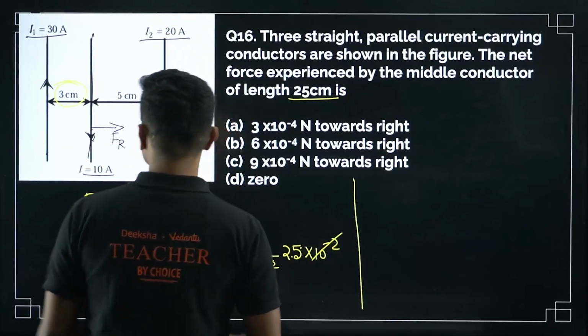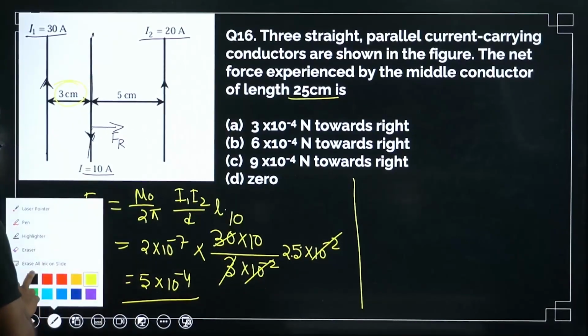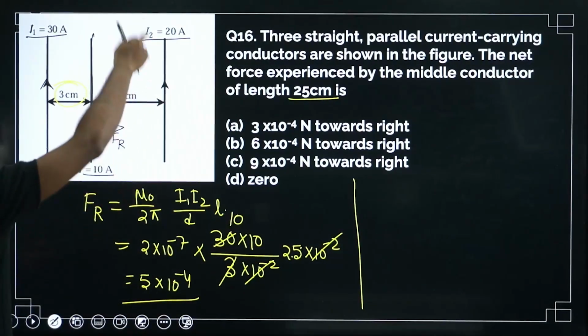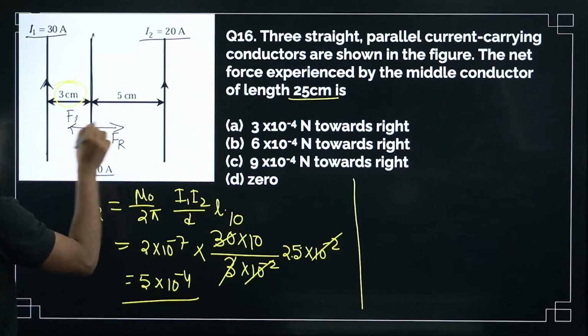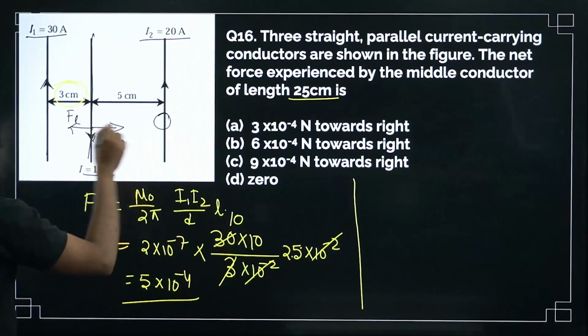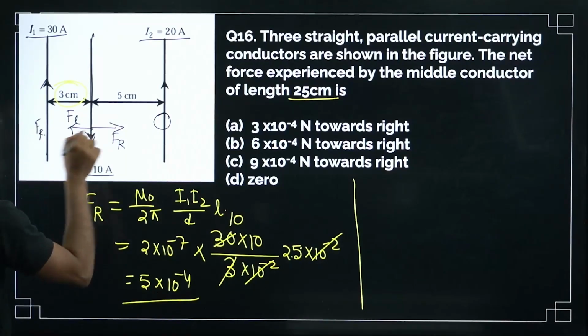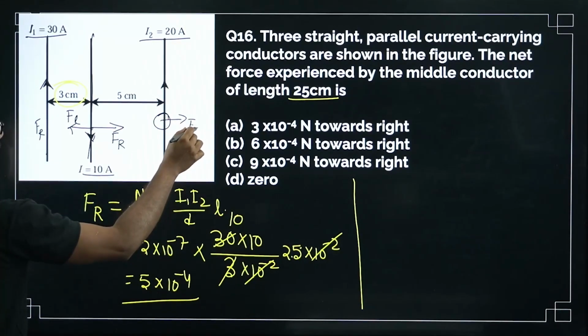Next is the force on the left. Again, these wires are in opposite directions, so the force on this side will be the force on the left, and that will be due to this wire. This wire is giving force right, and this wire is giving force left.